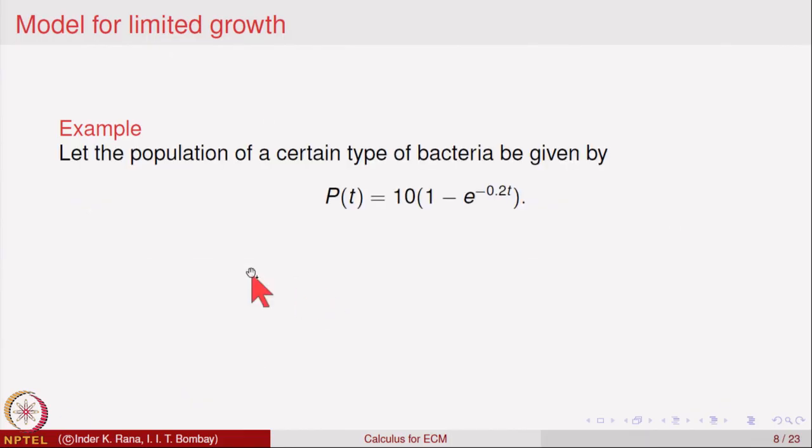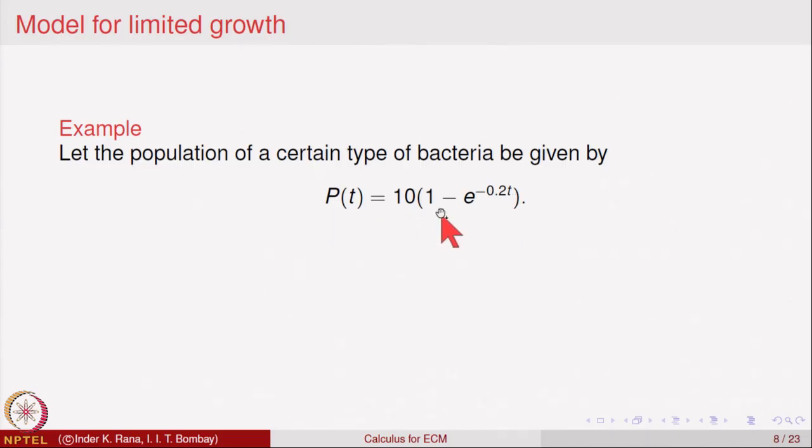One can also have an in-between case, where the revenue or the growth is not as large as you want it, but it gets limited to something. So, let us look at an example of that. Let us say the population of a certain bacteria is governed by this function. So, P of t is 10 times (1 minus e raised to power minus 0.2 t).